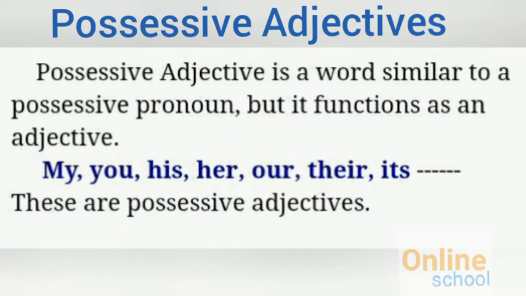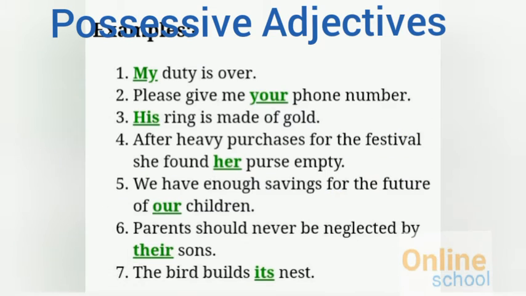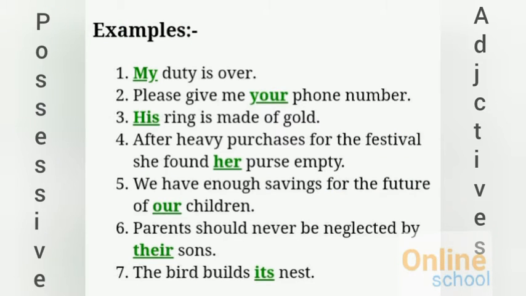Now let us discuss about possessive adjectives. A possessive adjective is a word similar to a possessive pronoun, but it functions as an adjective. My, your, his, her, our, their, its. These are possessive adjectives. The underlined words are all possessive adjectives.